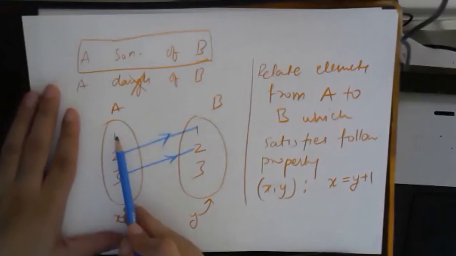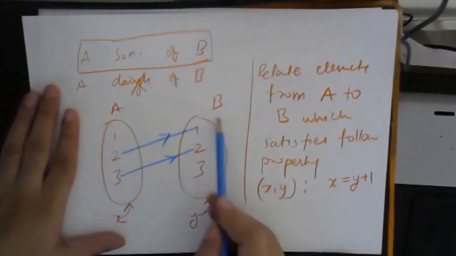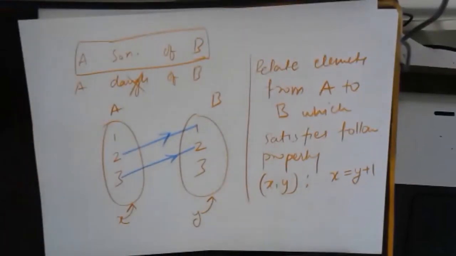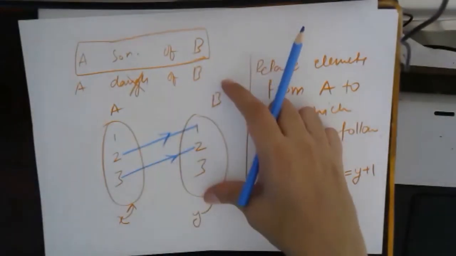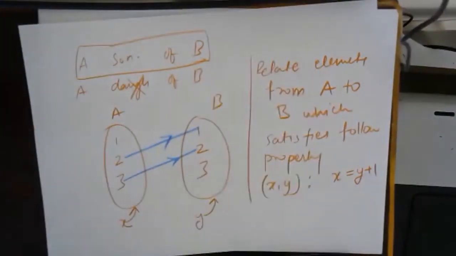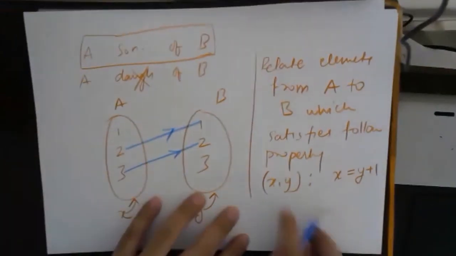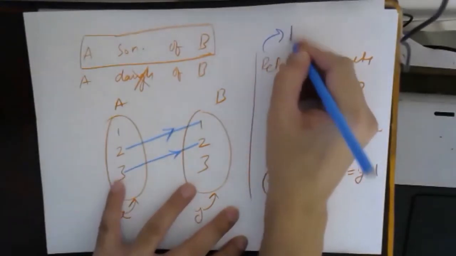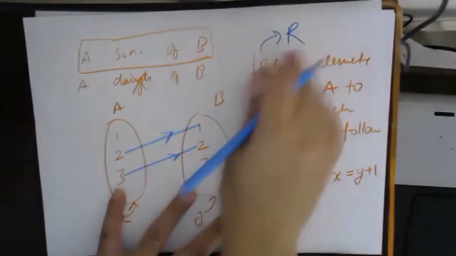Which element will 1 be related to? 1 will be related to nothing, because 1 should be related to 0. But is there any 0 in the set B? No. So 0 is not in the set B, and 1 cannot be related to anything. Understood? So if I write all the elements, I will say this is a relation R.